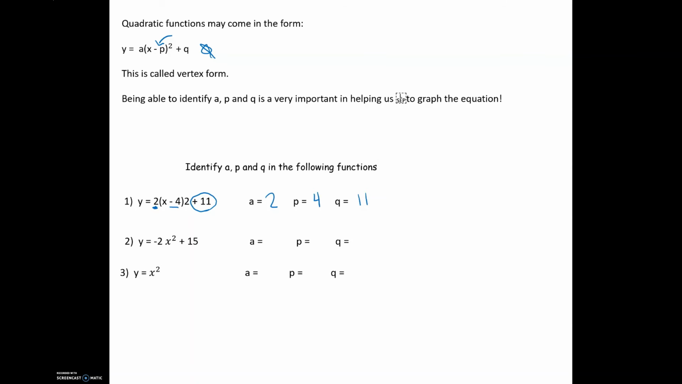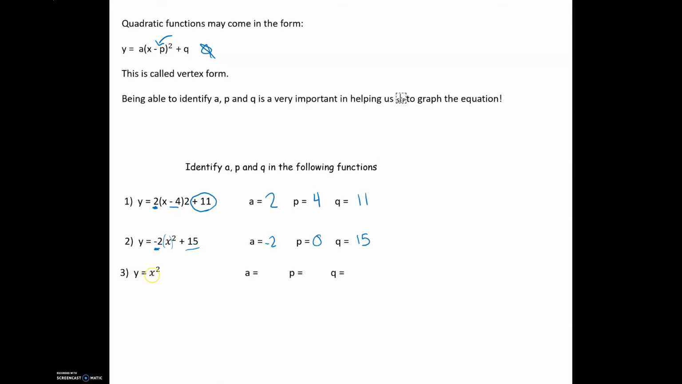All right, so in the following example, we have a number out in front. That's our a value, -2. Now notice our x, that's raised to the exponent of 2. There's nothing else in the brackets. So that p-value is 0. And we have our constant, 15.